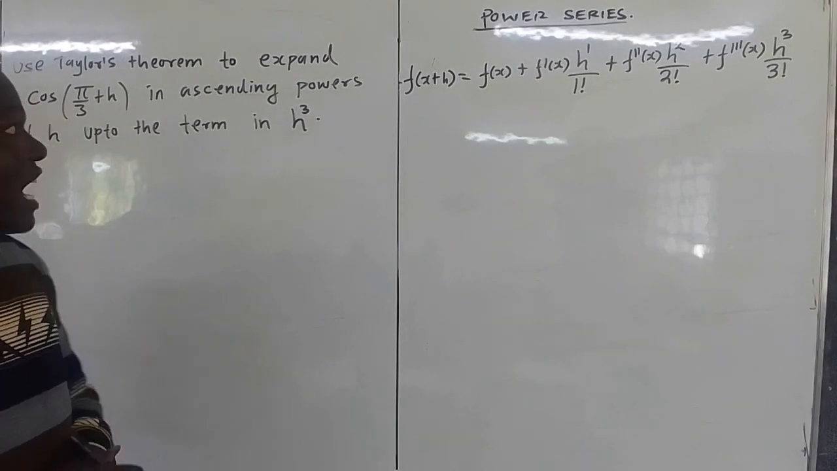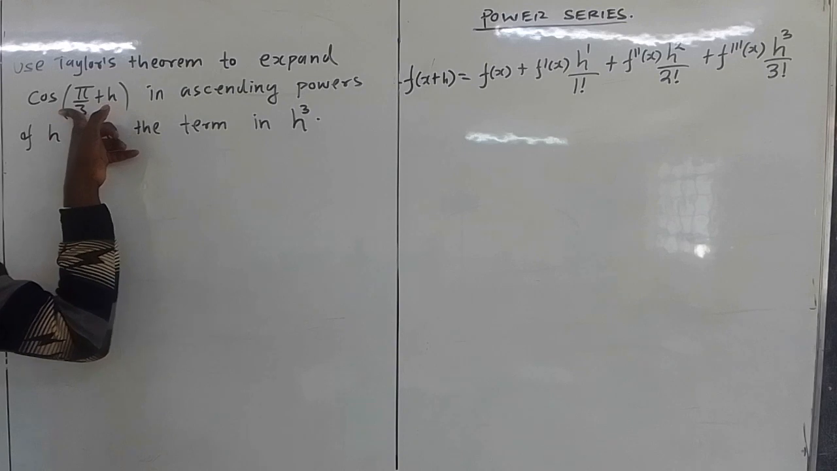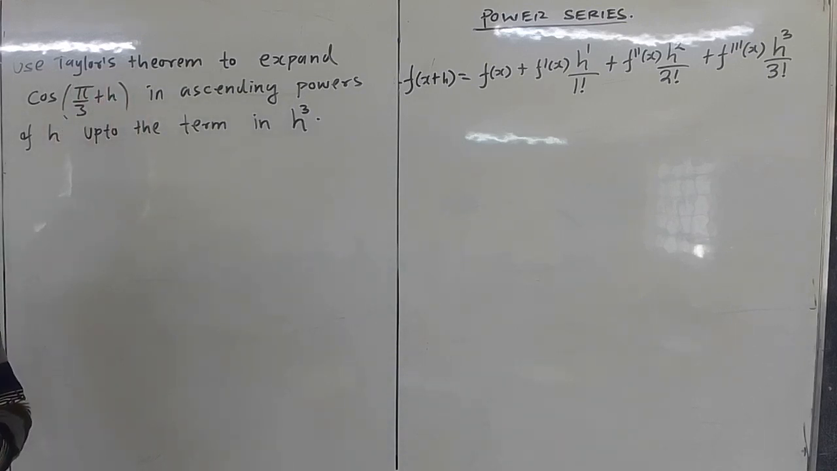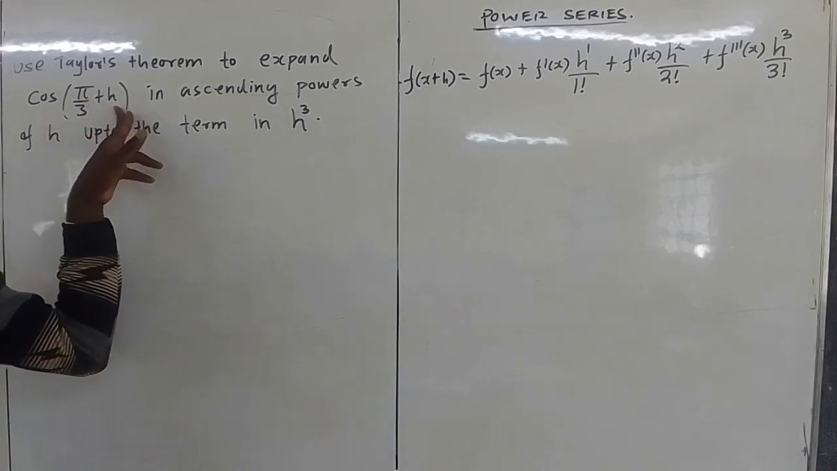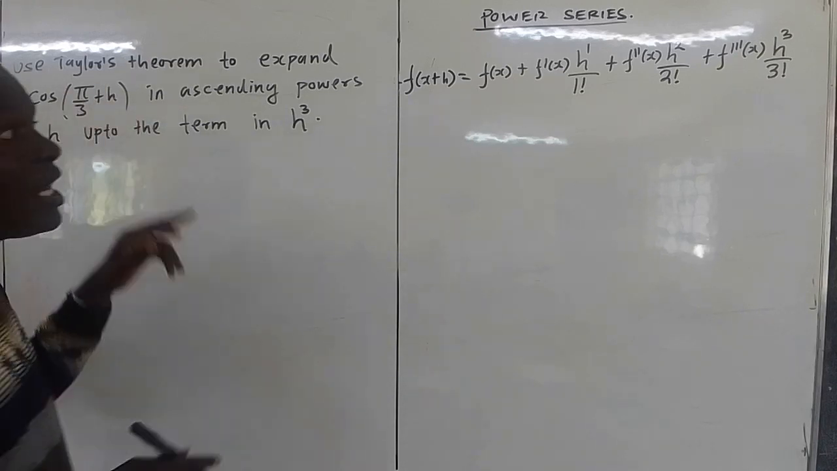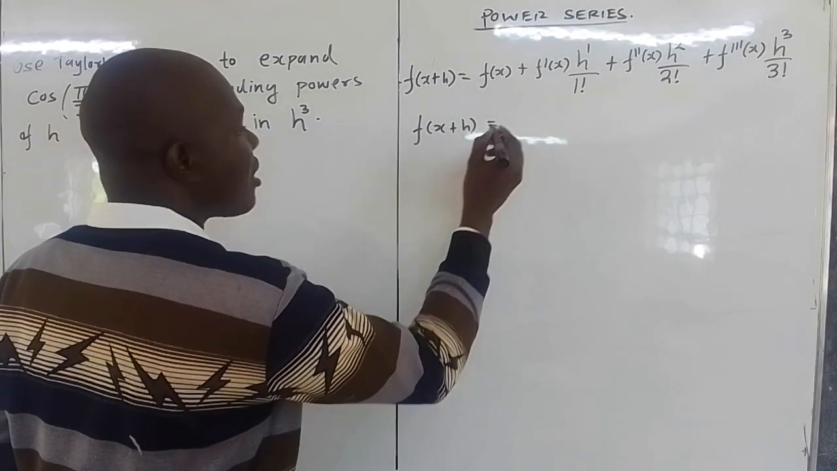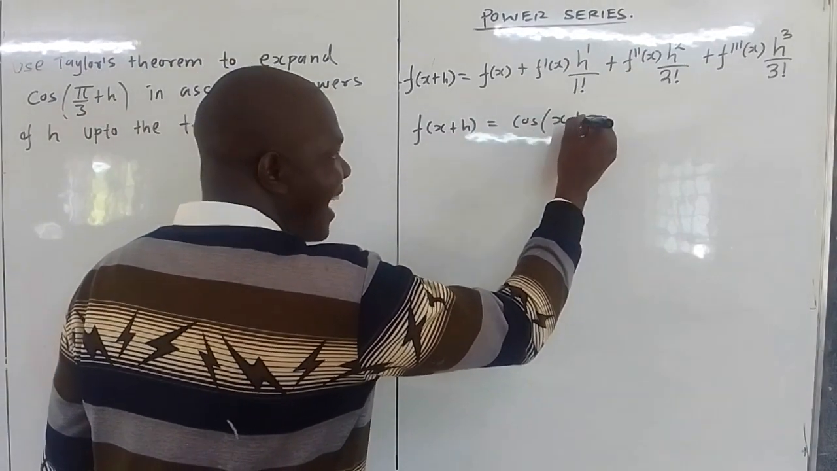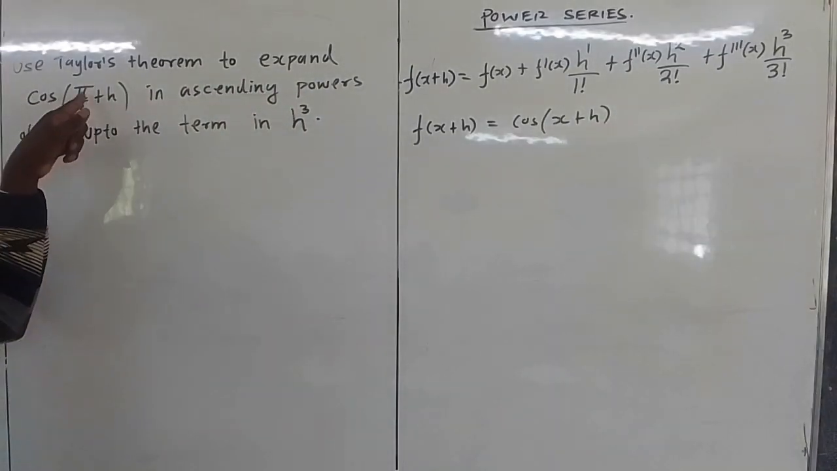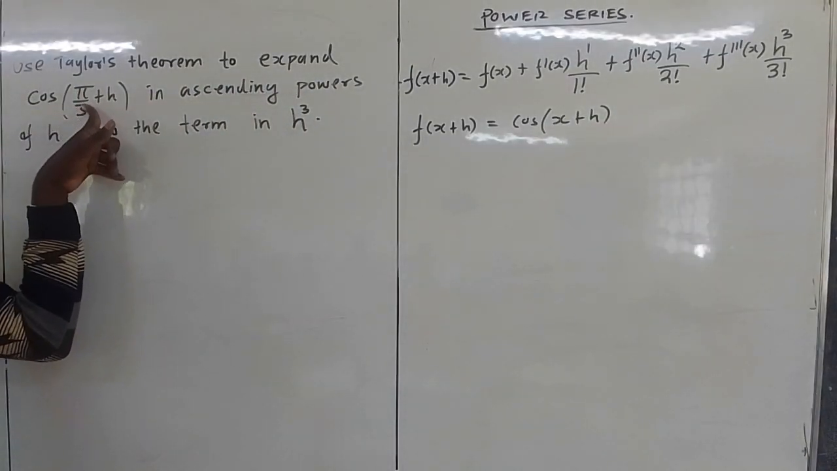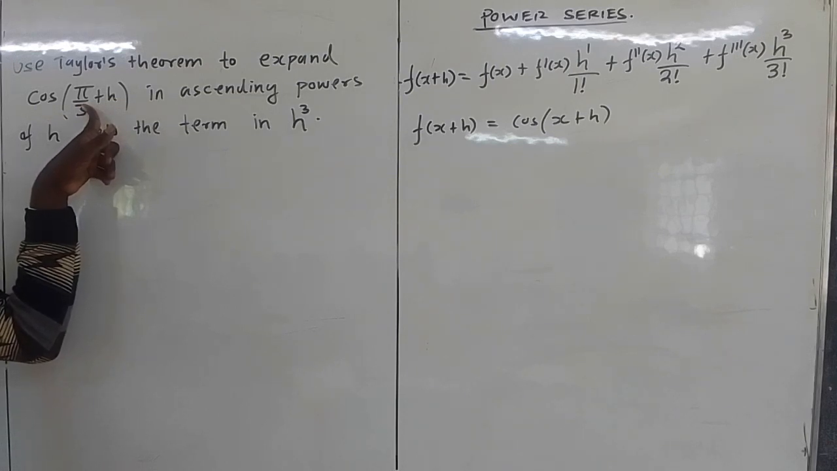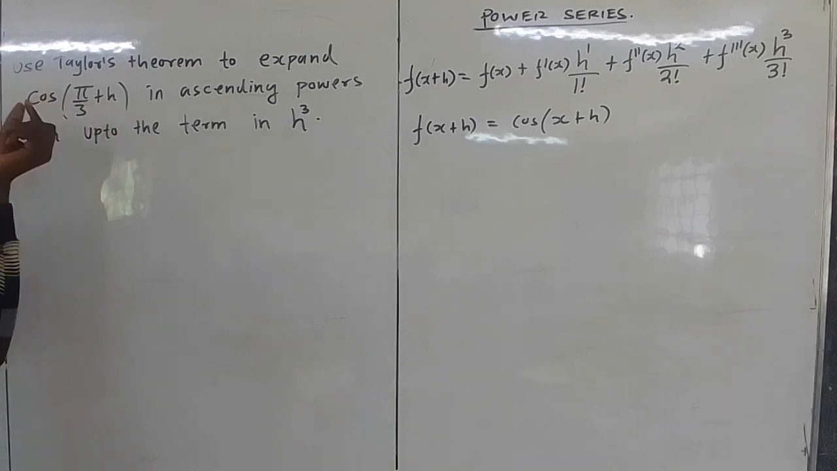Okay? Having done that, what have you been told to expand? cos(pi/3 + h). So you don't start with cos(pi/3). This is your pi over 3 because it is supposed to be f(x + h). Meaning, this function f(x + h) is equal to cos(x + h). Meaning your x is pi over 3. Are you seeing that? If you have cos(pi/3 + h), they are trying to tell you pi over 3 is occupying the position where x is occupying.